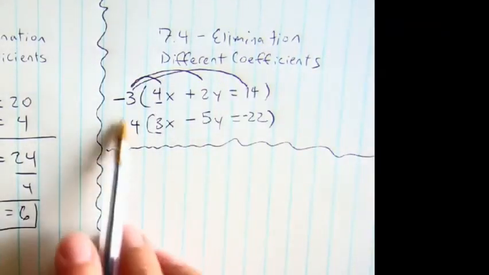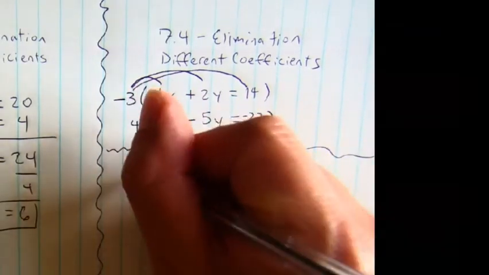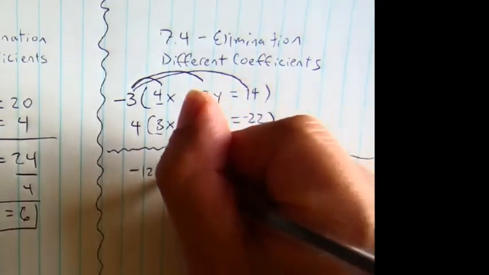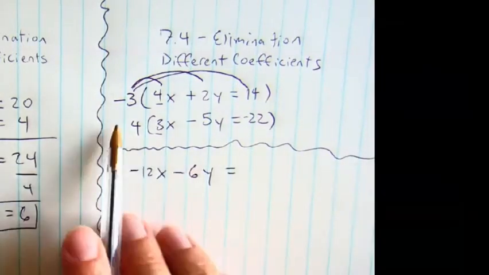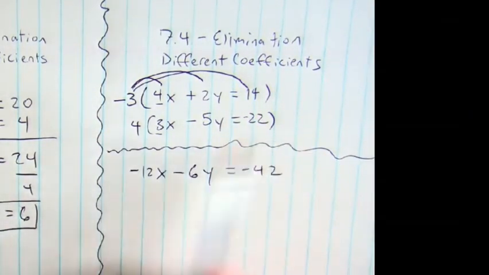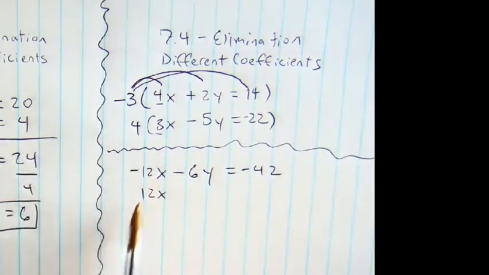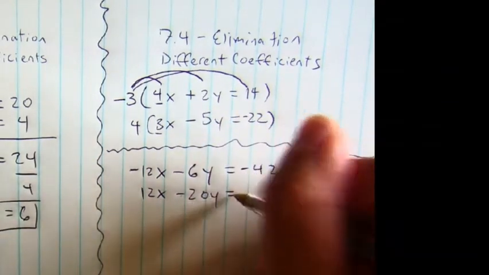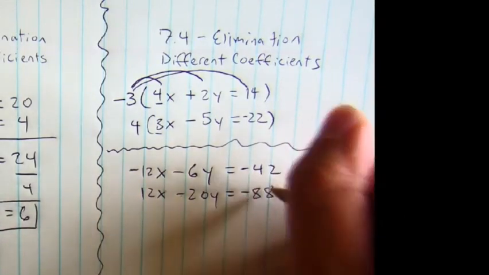We'll start by multiplying the top, which gives us negative 3 times 4, which gives me negative 12x. Then negative 3 times 2y gives me negative 6y. And then negative 3 times 14 gives me negative 42. On the bottom, I'll get 12x again, which is a good sign because I want them to match up. And then I have negative 20y. And then I have 4 times negative 22, which is negative 88.